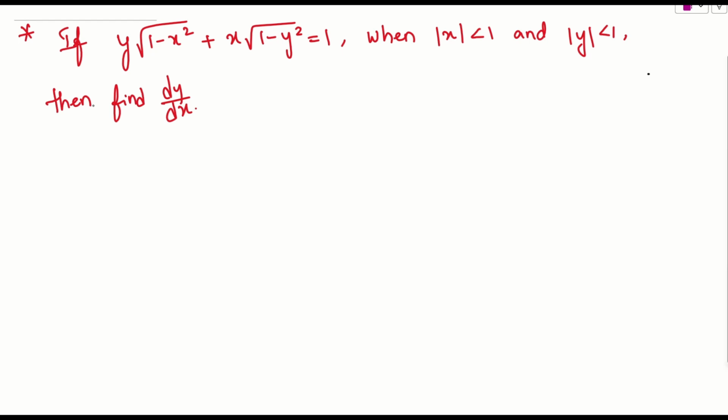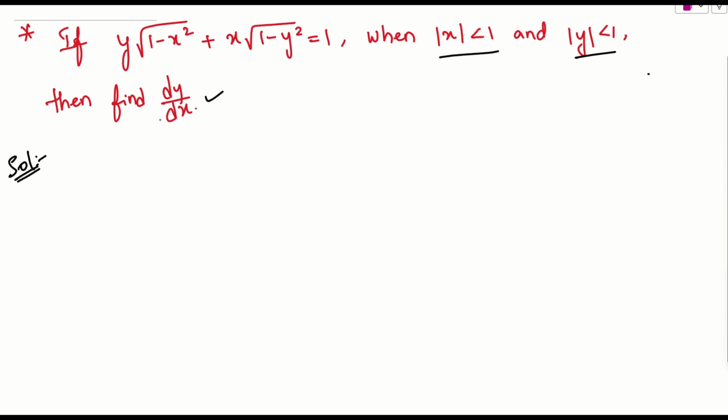See, if you check the question, what we are having: y times the square root of 1 minus x squared, plus x times the square root of 1 minus y squared, is equal to 1, where mod x is less than 1 and mod y is less than 1. We need to find dy by dx. So now let us see how to solve this problem.